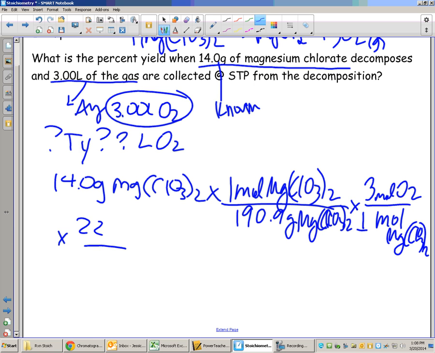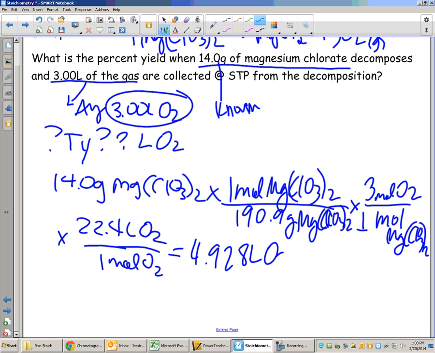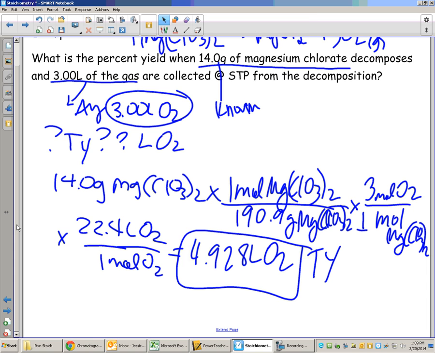Right, because you can use that this time because we're dealing with what? A gas. 22.4 liters per 1 mole of O2. So when you multiply 14 divided by 190.9 times 3 times 22.4, that gives us 4.928 liters of O2. This was my what yield? Theoretical yield. This is la la land. If she's real good, she can get about 5 liters of oxygen. But in real life, we only got 3 liters of oxygen.